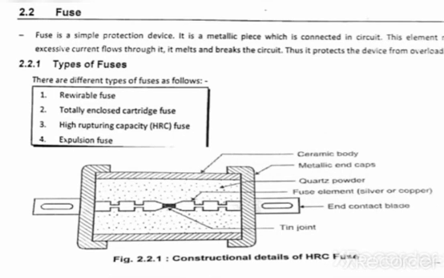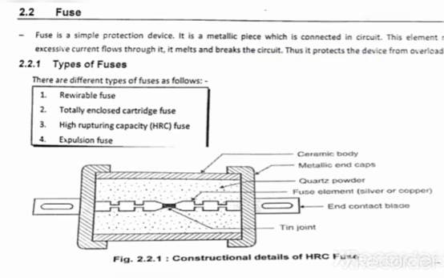The second circuit interrupting device is a fuse. A fuse is a simple protective device. It has a metallic piece which is connected to the circuit. This metallic piece melts when there is excessive current flow through it, and this will melt and break the electrical circuit. Thus, it protects the device from overload.